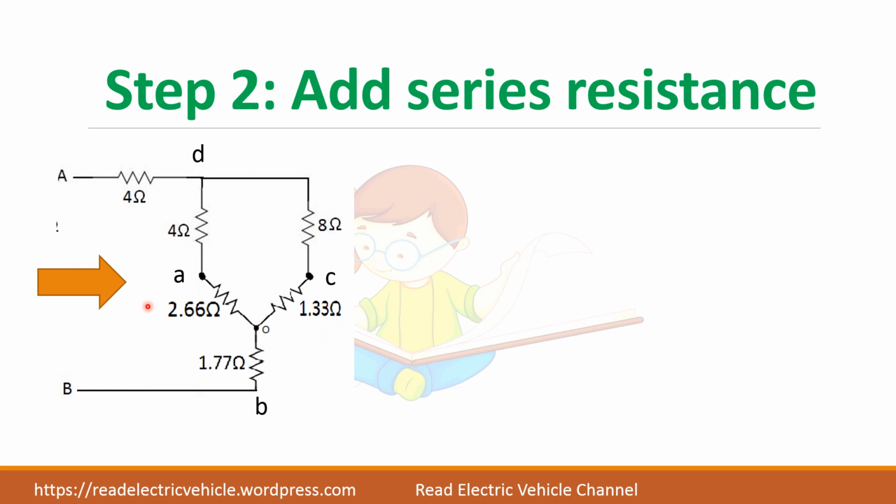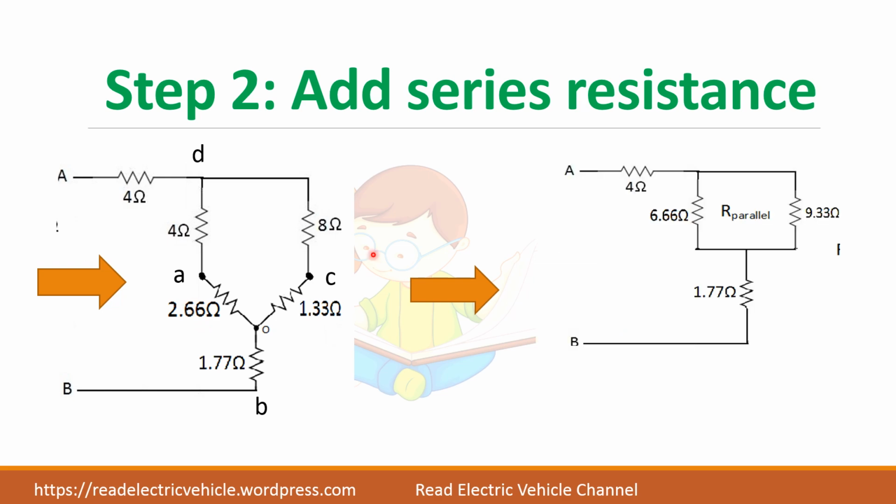So this we can add it. 4 plus 2.66 is 6.66 and 8 plus 1.3 is 9.33. This resistor remains same. Okay. Now these two are in parallel. So when two resistors are in parallel, we have formula R1 R2 divided by R1 plus R2. Okay. This is the parallel resistance formula.